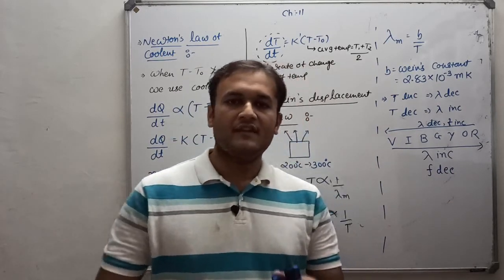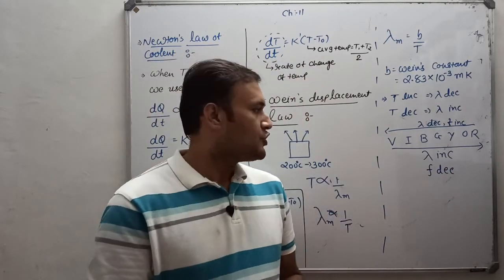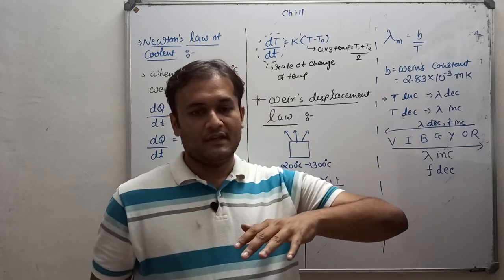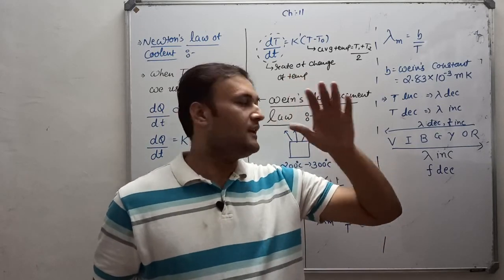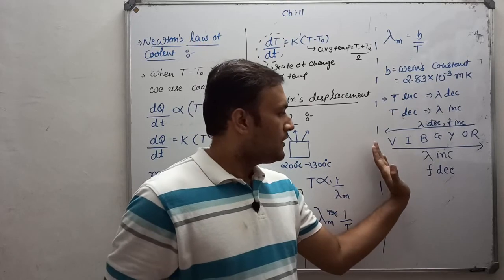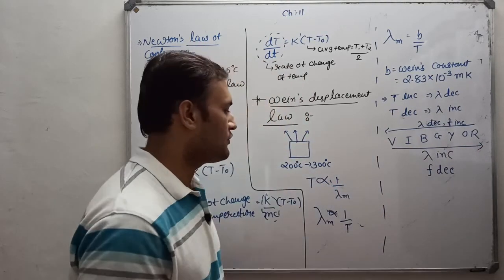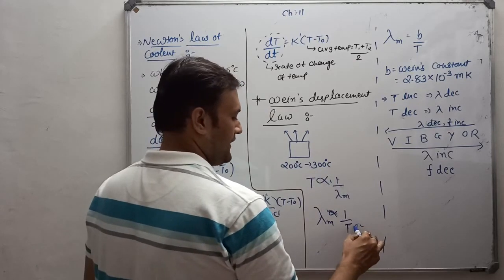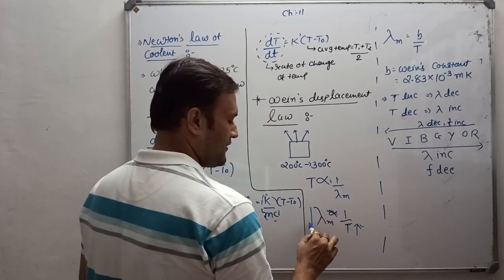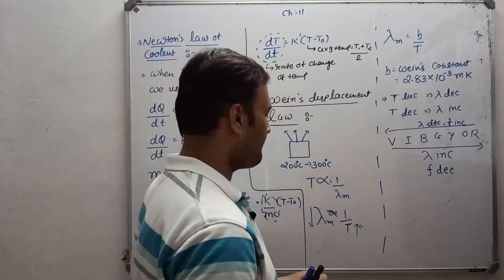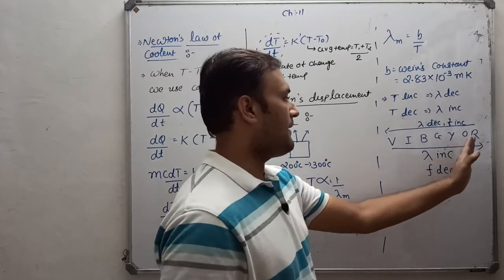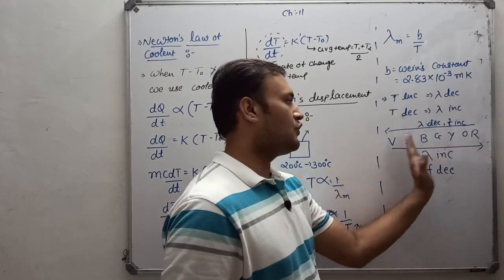When we heat the body, the radiation from the body shifts, because we increase the temperature, so lambda will decrease.